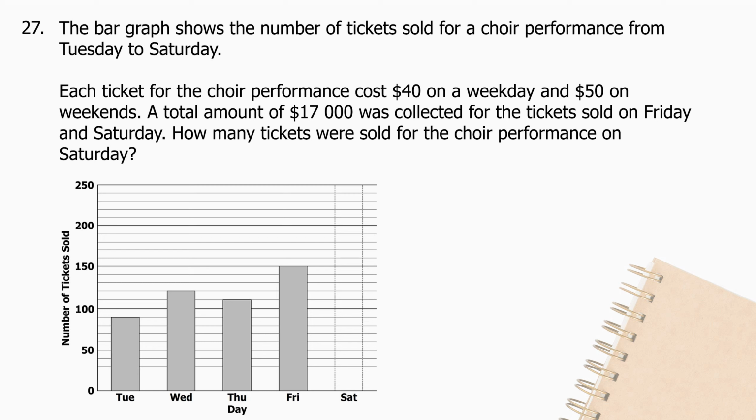Question 27. The bar graph shows the number of tickets sold for a choir performance from Tuesday to Saturday. Each ticket for the choir performance cost $40 on a weekday, and $50 on weekends. A total amount of $17,000 was collected for the tickets sold on Friday and Saturday. How many tickets were sold for the choir performance on Saturday?